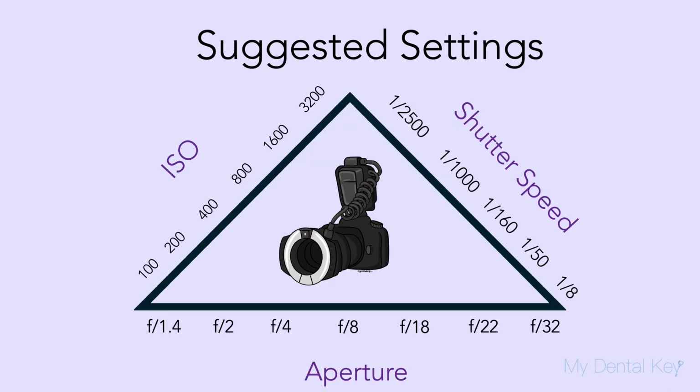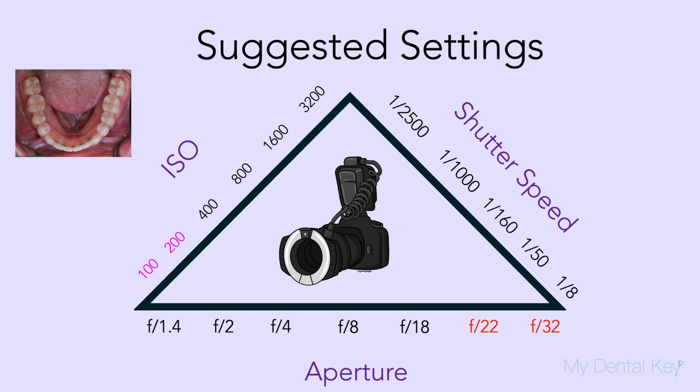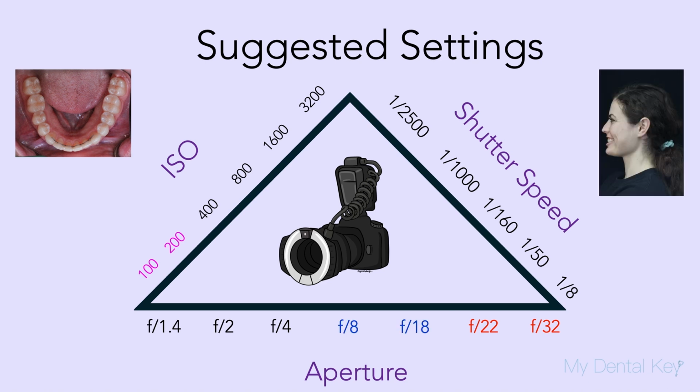Settings that are advised for dental photography are as follows. With the camera in manual mode, we recommend an ISO range of 100 to 200. We recommend an aperture range of f22 to f32 for intraoral photos, and an aperture range of f8 to f18 for extraoral photos. A shutter speed of 1/160 is recommended for all dental photography, whether intra or extraoral.